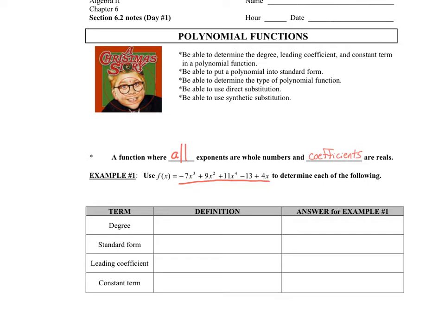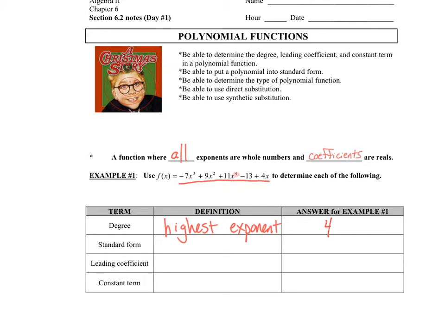So let's talk about some of these new terms. The degree is the highest exponent. Okay, so the highest exponent in here is 4. So the answer for degree is, it's the fourth degree. The degree is 4.